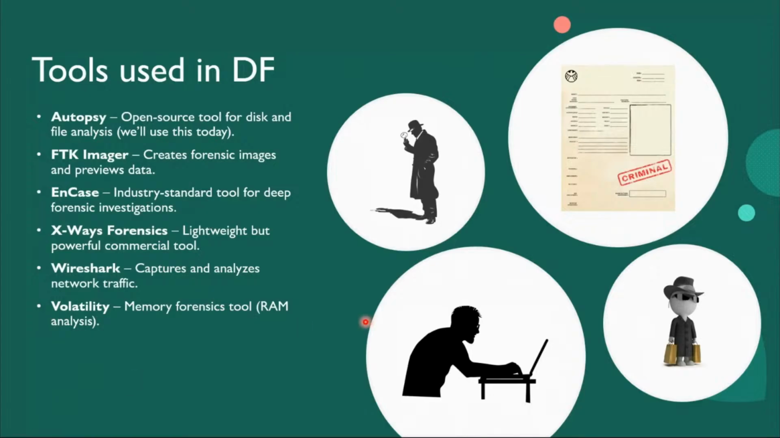So, coming to open source versus commercial tools. Here, the open source ones are Autopsy, Wireshark, and Volatility. These three are the open source ones. They're free, but neat. But X-Ways Forensics, FTK Imager, and EnCase are the commercial tools, which are expensive but come with legal support. That is the difference between these.